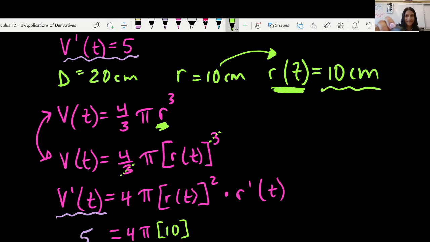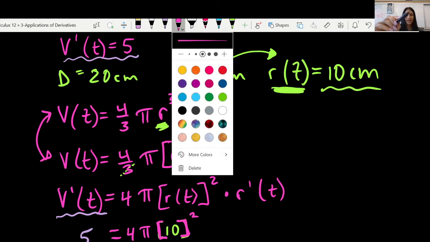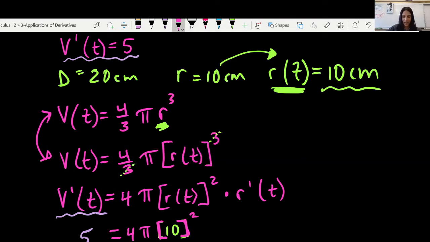And then, you know me, the color coding is the hardest part, but I can do that. Technically, that should probably be like that. Okay, and then times r prime of t.